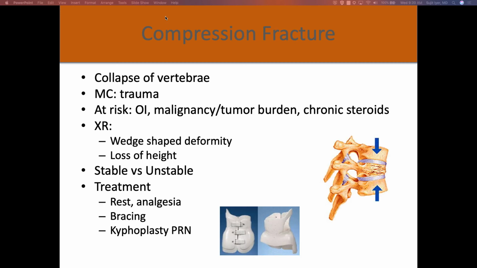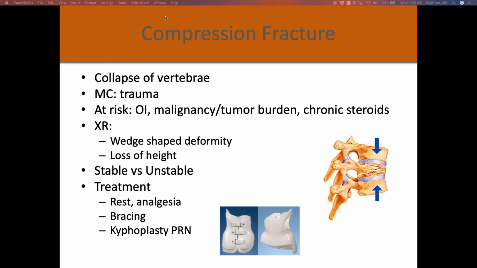And so she had a compression fracture, and so collapse of the vertebrae, like you said, with a loss of height associated with it, and again, trauma being the most common mechanism. And those kiddos, like he had mentioned, that are at risk for this are those presenting as a result of trauma or falling, kiddos with malignancy or tumor burden, as well as those with osteogenesis imperfecta and those that are on chronic steroids. And you'll see typically anteriorly a wedge-shaped deformity associated with it, in addition to the loss of height.